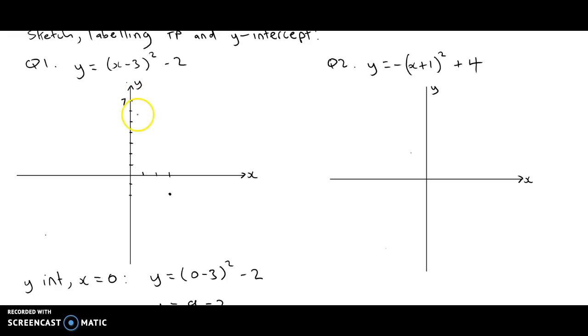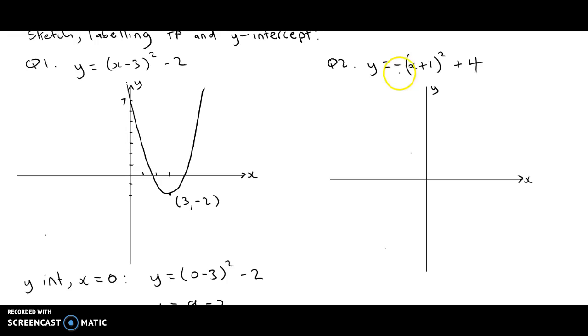Alrighty, we've got our y-intercept and we've got our turning point, so we've now got enough information to be able to sketch this. Once we've sketched that, it's important to label in the turning points. Our turning point was at 3, minus 2 and our y-intercept at 7, we've got there. Let's jump into this next question.